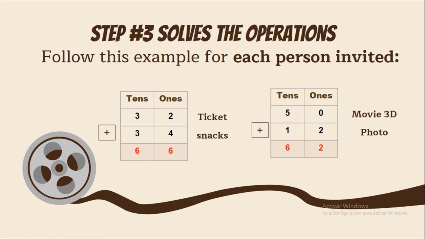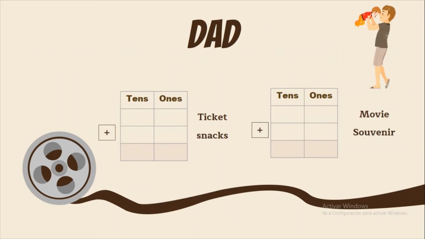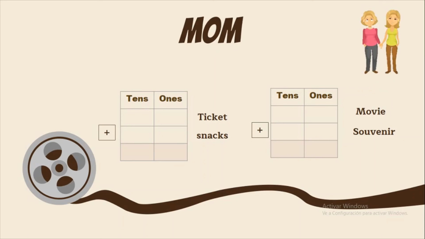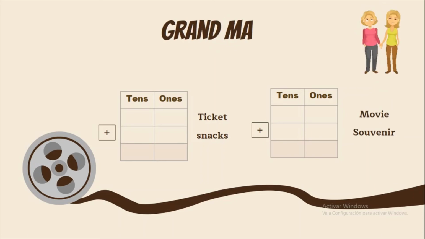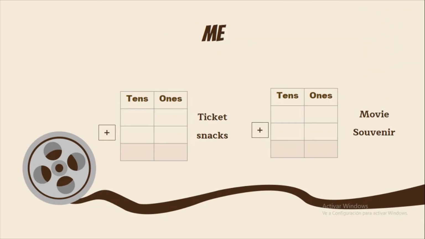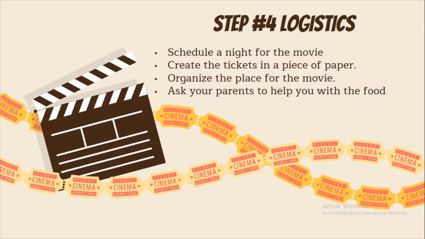Now that you know how to do it, you have to follow the same steps for your mom, your dad. Look at here for your dad, for your mom, your little sister, your brother, your grandma, and for you. Now that you know, we have to go to step number 4, the logistics.